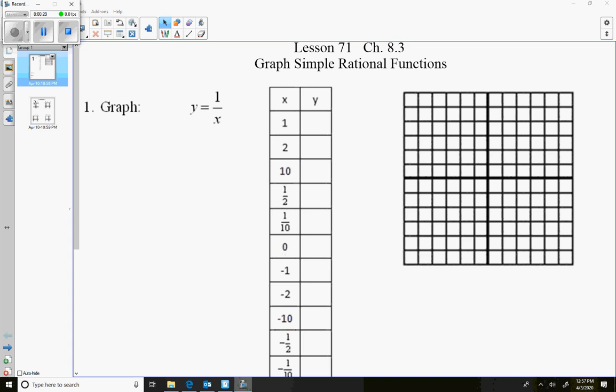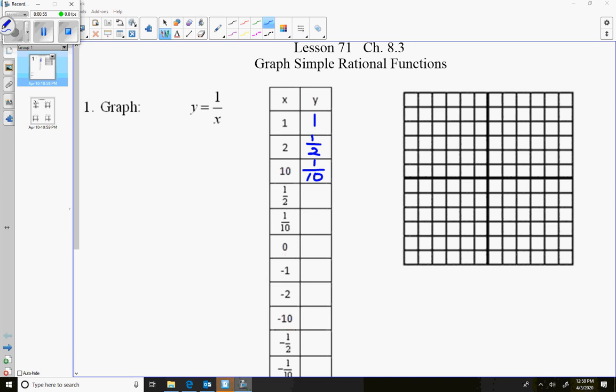As usual, we're going to start with making an xy table. So if x is 1, then y is going to be 1 over 1, which is just 1. If x is 2, then y is 1 over 2. If x is 10, 1 over 10.